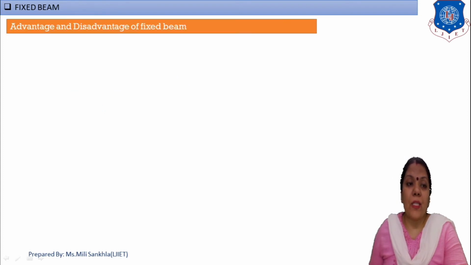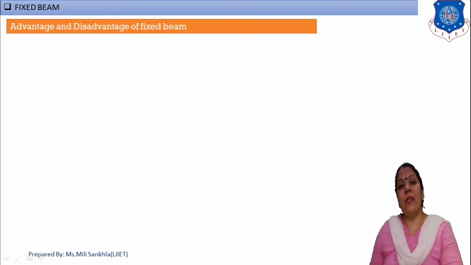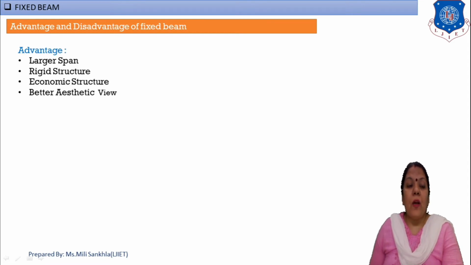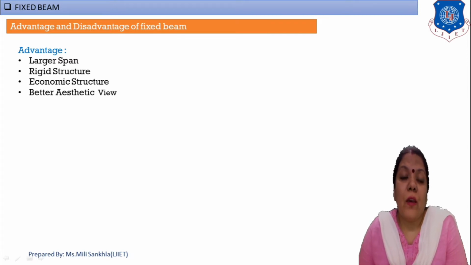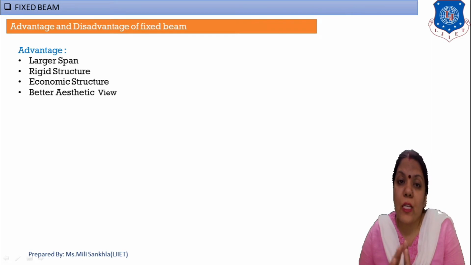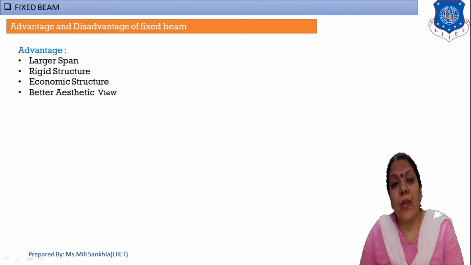Okay, now next, advantages and disadvantages of fixed beam. Here we discuss advantages and disadvantages of fixed beam. First we discuss advantages. Now the first advantage of fixed beam is larger span. Okay, if our given structure is determinate, it will be allowed for only a smaller span. But if we want to construct a longer span, we compulsorily have to take an indeterminate structure. That means indeterminate structures permit longer spans.